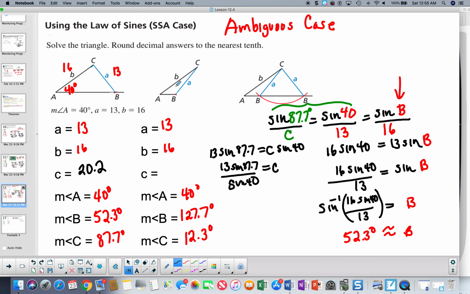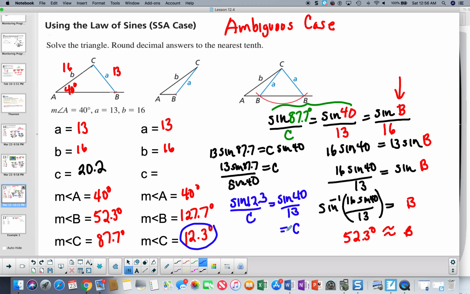But side-side angle could also look like this, where B is an obtuse angle. So in that case, this angle is not going to be 87.7. It'll be this right here. So instead of writing sine of 87.7, I'm going to write sine of 12.3 divided by C is equal to sine of 40 over 13. So this is going to be the C for this triangle here.